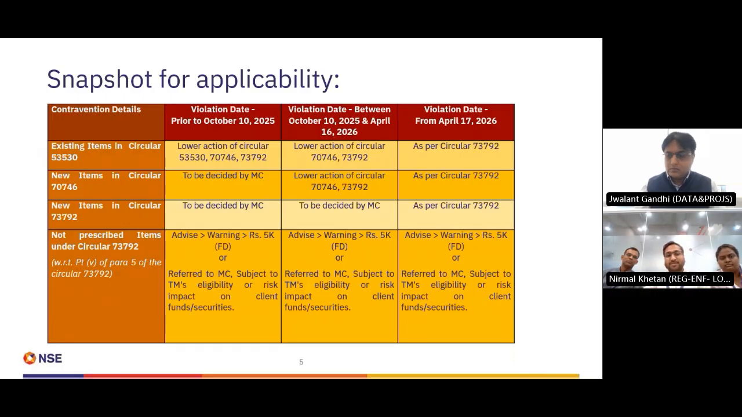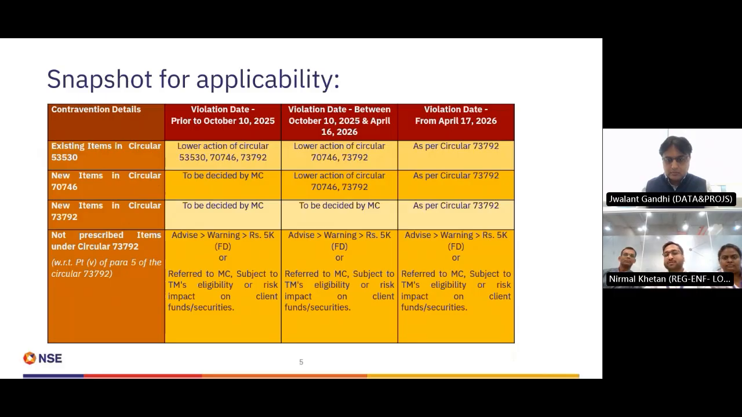So for example, I'll take the first item. My violation has occurred prior to 10th of October. In that scenario, my prevailing circular at that point in time was 53530. So any existing item from 53530 circular with a violation date prior to 10th of October will be applicable basis the lower action of 53530, 70746 or 73792. So whatever is beneficial to the trading member, that action will be applicable.